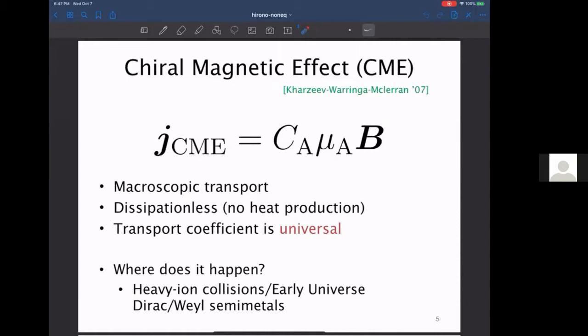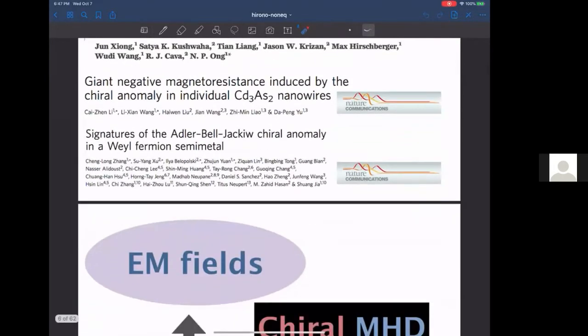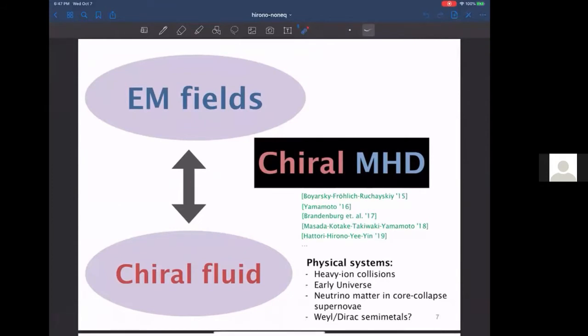Compared to the conventional transport effects, there are some notable features. One is that this is a dissipationless transport phenomenon, by which I mean that there's going to be no heat production associated with this current. Another interesting feature is that the transport coefficient here is universal, and it doesn't depend on the details of the matter. There are a number of physical systems where such an effect is going to be happening. Actually, several years ago in 2016, there was a first report of the experimental observation of the chiral magnetic effect in Dirac metals, and there have been dozens of follow-up experiments afterwards. So this effect is physical: theoretically it should exist, and it is experimentally already verified.